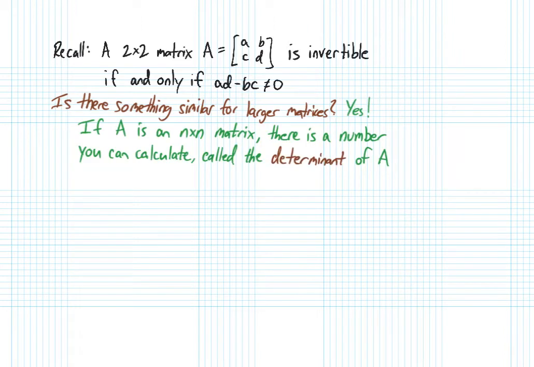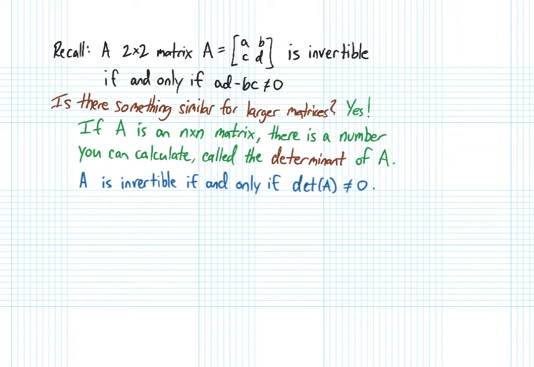If A is an n by n matrix, then there is a number that you can calculate called the determinant of A, and A is invertible if and only if the determinant of A is not 0. So what is the determinant? How do you calculate it?